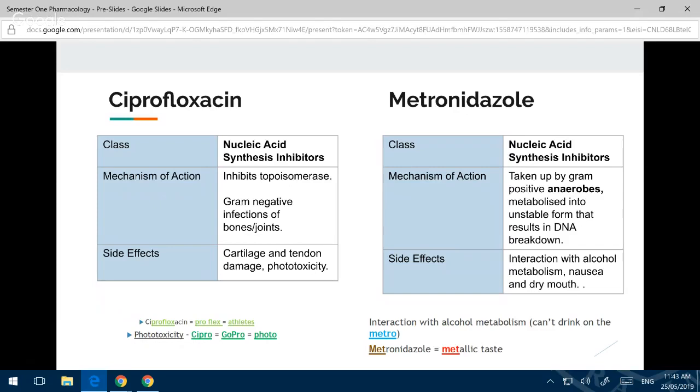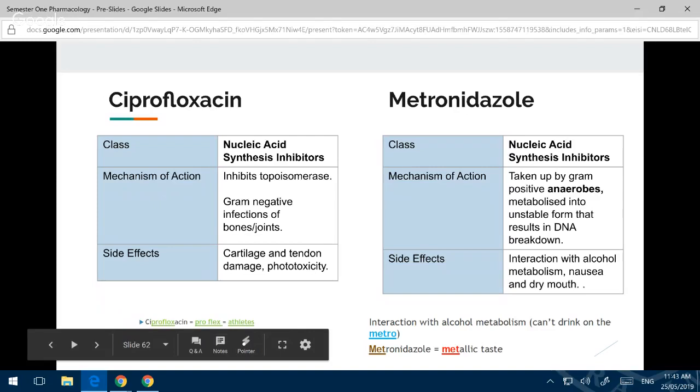Metronidazole is a nucleic acid synthesis inhibitor that is taken up by anaerobes. That's an important keyword. It is metabolized into an unstable form that results in DNA breakdown, and it interacts with alcohol metabolism, and causes nausea and dry mouth. Those are the side effects. So be careful when taking alcohol with this one. This is another way of remembering it. So yeah, interaction with alcohol, you can't drink on the metro. And it leaves a metallic taste as well.